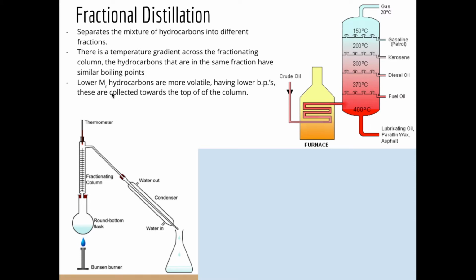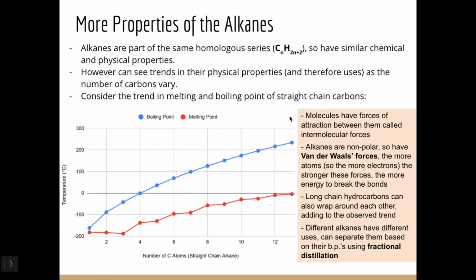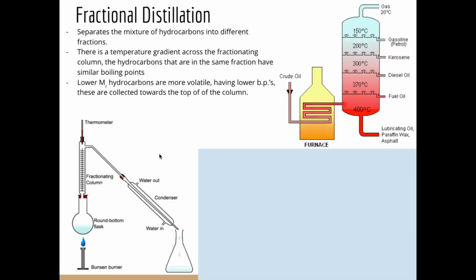So we just saw the trend where we have our lower molecular mass hydrocarbons. So the fewer carbons we have, the lower the mass is, the more volatile it is. So the lower the mass, the lower the boiling point will be. So the lower molecular mass hydrocarbons are more volatile, having low boiling points. These are collected towards the top of the column.